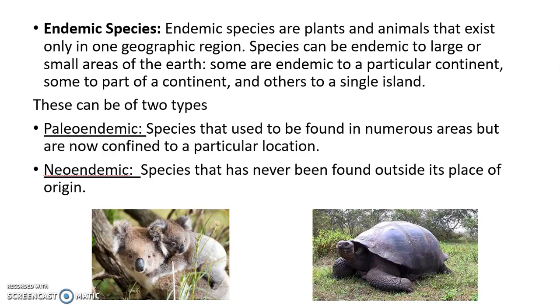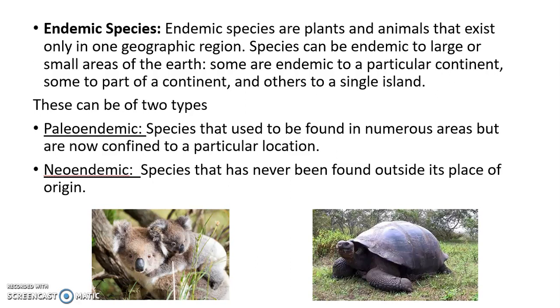While on the opposite of this, the neo-endemic species are those species which have never existed outside of their place of origin. For example, the Galapagos turtle used to exist on Galapagos Island, and it never goes outside its region. So the Galapagos Island is the region of its origin as well. So this is native to that Galapagos Island, and it's endemic to that Galapagos Island as well, because it originated from that area, and it exists only on that island. So this is an endemic species.